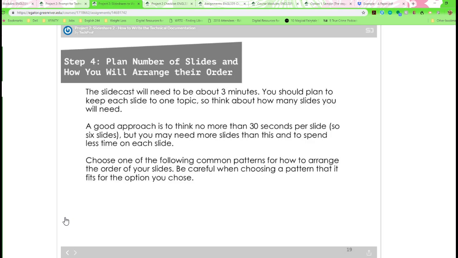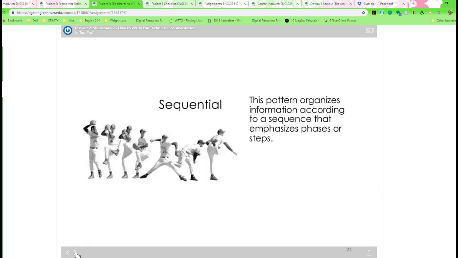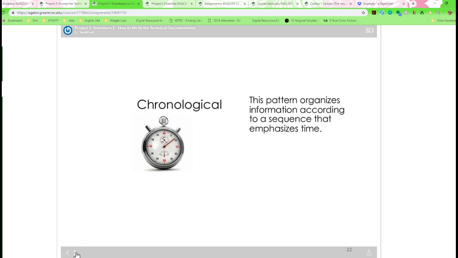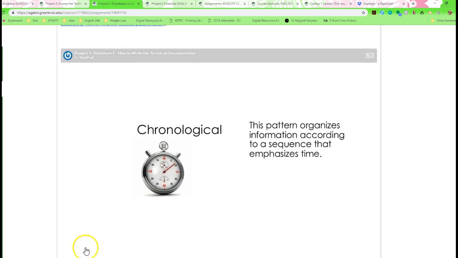Choose one of the following common patterns for how to arrange the order of your slides. Be careful when choosing a pattern that it fits the option you choose. Common organizing pattern, sequential. Pattern organizes information according to a sequence that emphasizes phases or steps. So first, second, third, fourth, fifth. Really, that's common.